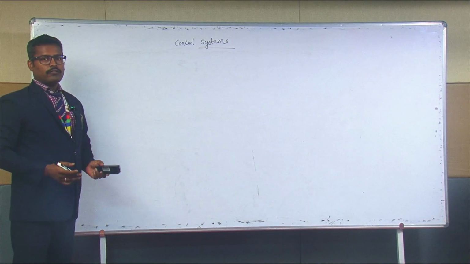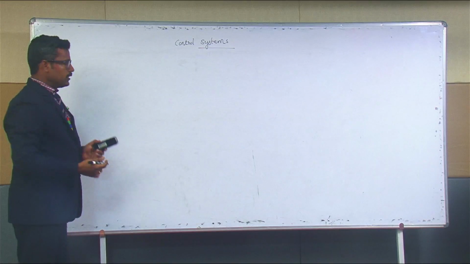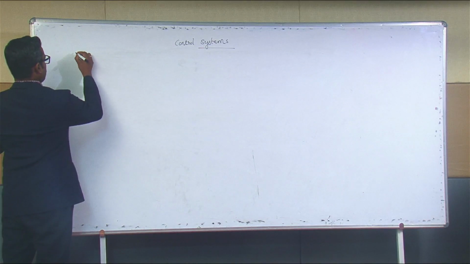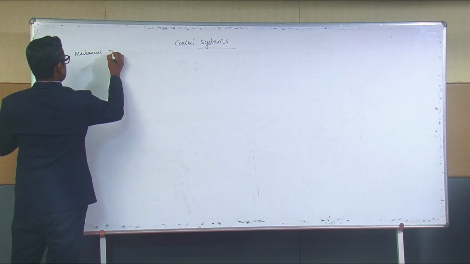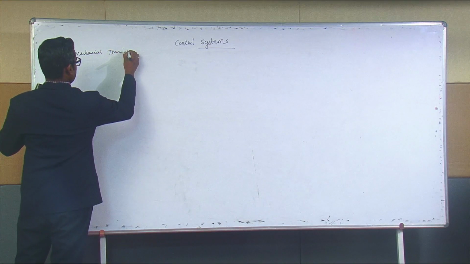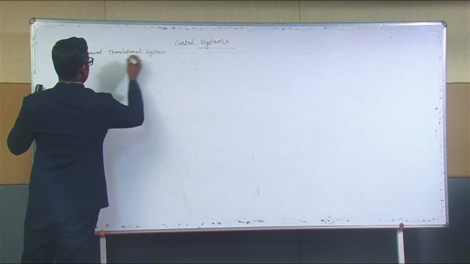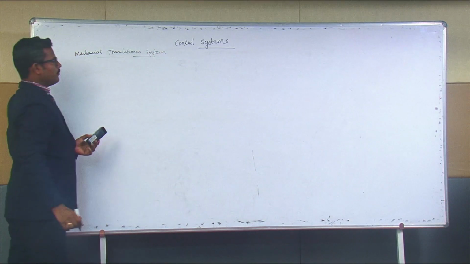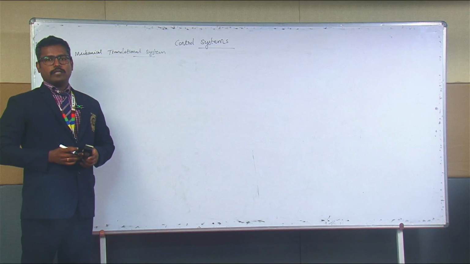We are going to discuss the mathematical model of a control system. First we are taking a mechanical translational system. You know that mechanical translational means moving in a straight direction.